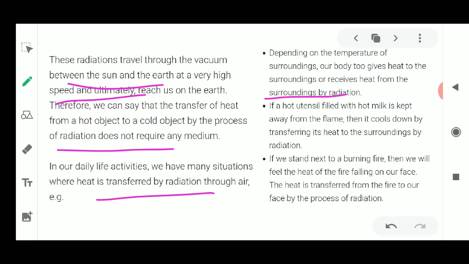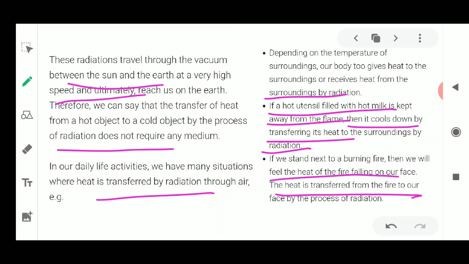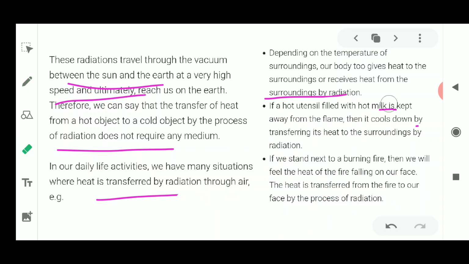Now, if a hot vessel is filled with hot milk and is kept away from the flame, then it cools down by transferring heat from the vessel to the surroundings by radiation. Okay. Now, if you sit next to a burning fire, you feel the heat of the fire falling on your face. This heat is transferred from the fire to our face with the help of radiation. So heat radiation takes place everywhere where the temperature is higher. It does not require any medium to travel.